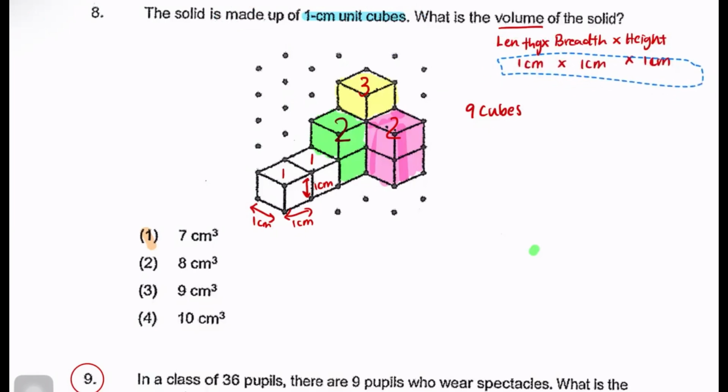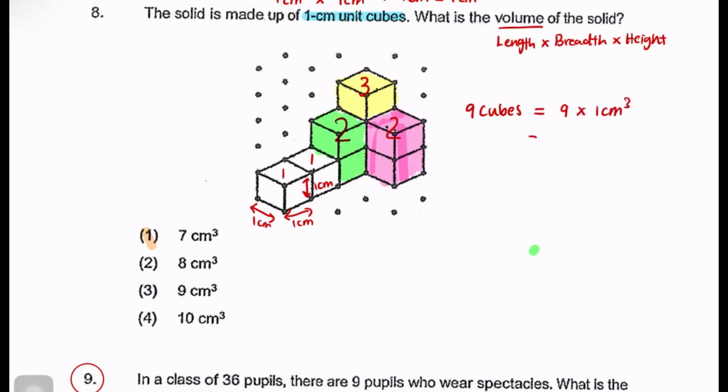1 cm cube. 1 cm times 1 cm times 1 cm equals 1 cm cube. The volume of each cube is 1 cm cube. Since I have 9 cubes, the volume is 9 times 1 cm cube equals 9 cm cube. So the answer is option 3. Is it okay, everyone?